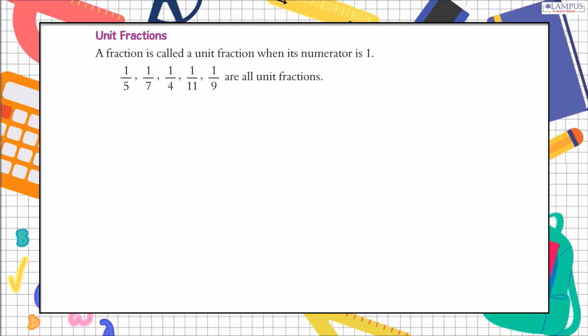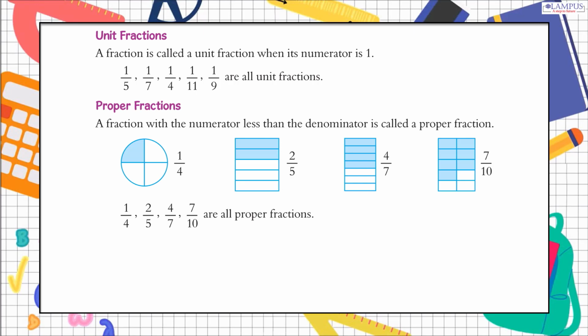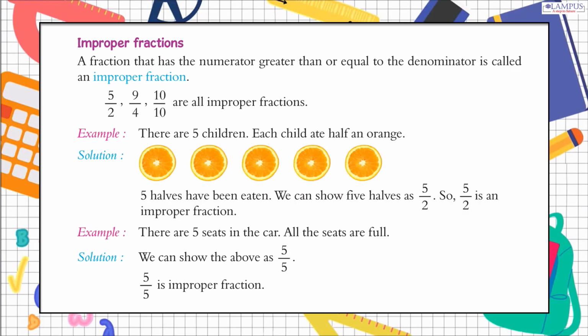Unit fractions. A fraction is called a unit fraction when its numerator is 1. 1 by 5, 1 by 7, 1 by 4, 1 by 11, 1 by 9 are all unit fractions. Proper fractions. A fraction with the numerator less than the denominator is called a proper fraction. 1 by 4, 2 by 5, 4 by 7, 7 by 10 are all proper fractions.